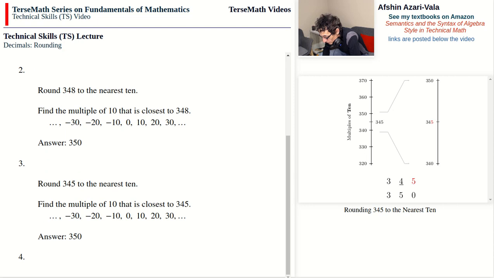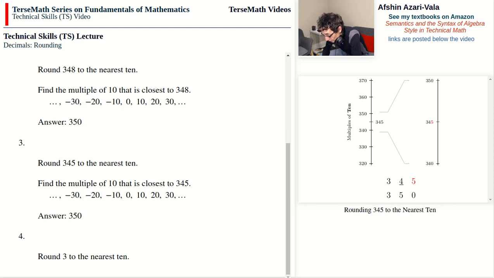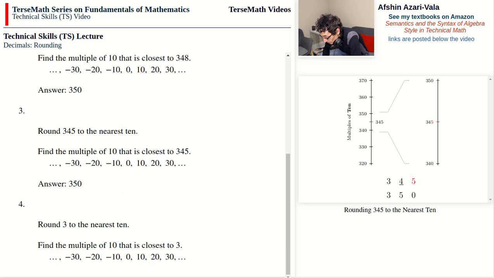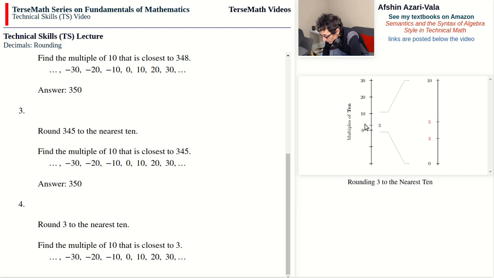Okay, so we have 350 for this problem. Let's move on to the next one. This one is an interesting one. Round 3 to the nearest 10. And again, the question is what multiple of 10 is closest to 3? And these are the multiples of 10. Now, the diagram is given over here with multiples of 10 starting with 0 going up, 0, 10, 20, 30. And you notice that the multiple that 3 is closest to is actually 0.